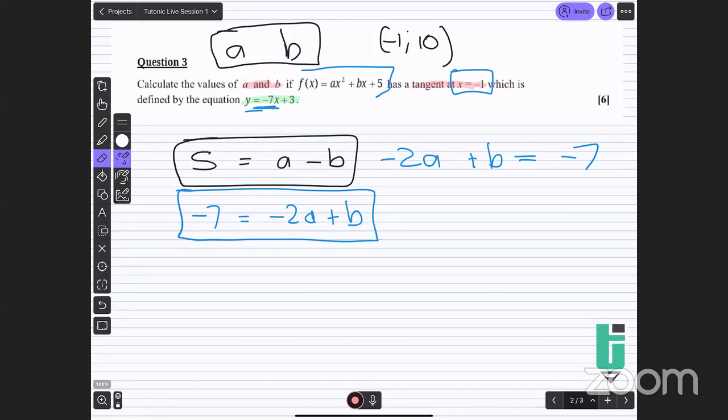It will be 5 minus 7, which is -2, equals minus a. So therefore, a equals 2. And then b is... 0? Minus 7? No. Minus 3. Yeah, minus 3. Okay. Does that make sense? Yes.